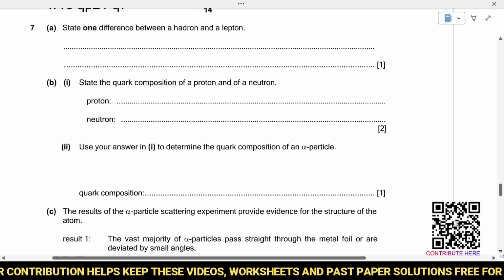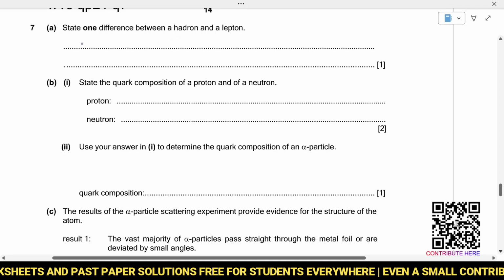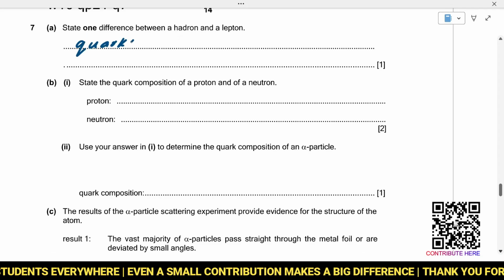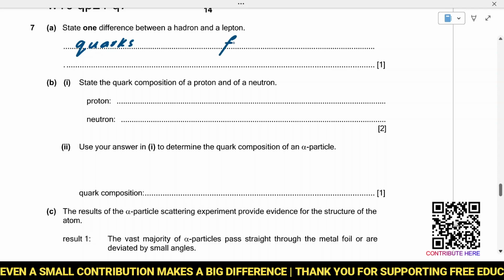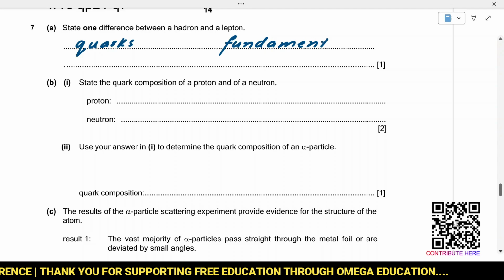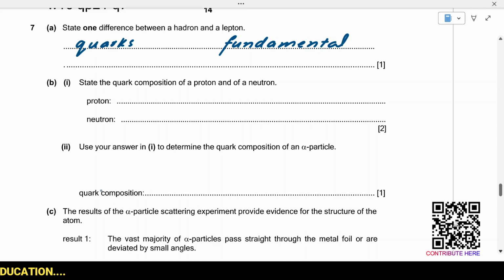Then we have the next one. State one difference between hadron and lepton. Hadron consists of quarks, but leptons are fundamental particles. They cannot be further divided. So hadrons can be divided into quarks. Leptons, for example, electron is a lepton. Leptons cannot be further divided.